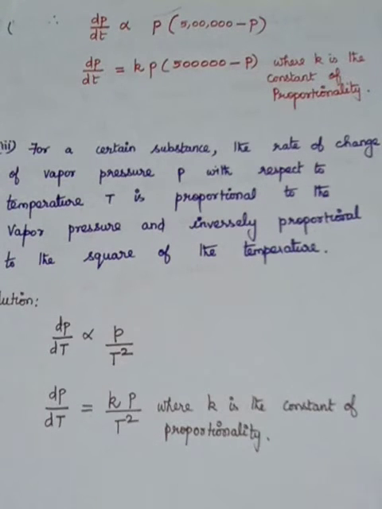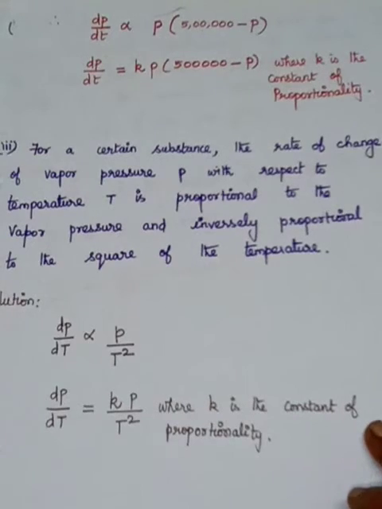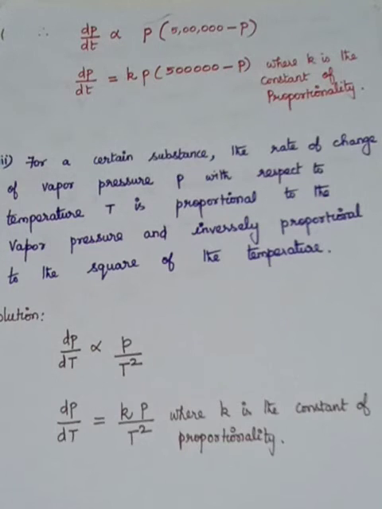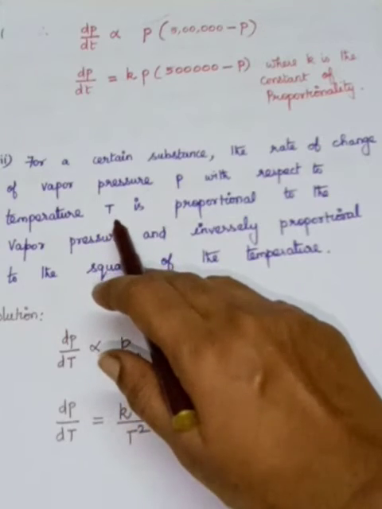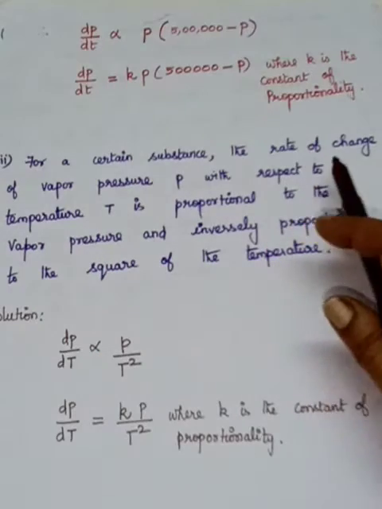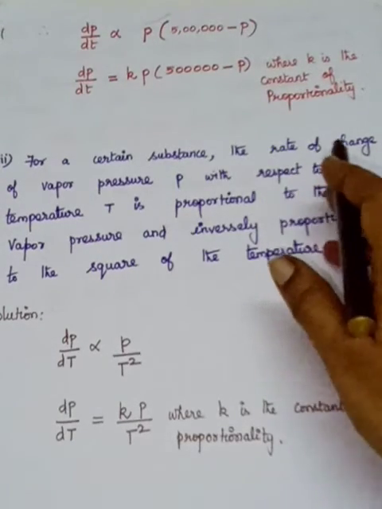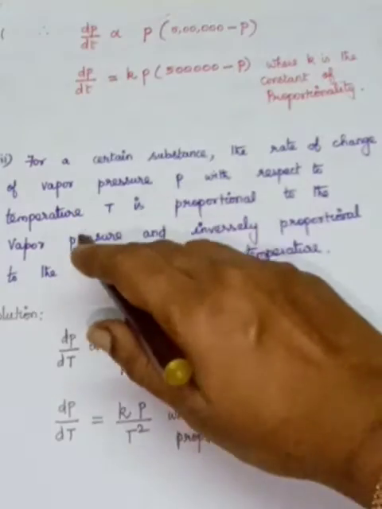So, dP by dt is equal to Kp into 5 lakh minus P, where K is the constant of proportionality. And come to the third subdivision. For a certain substance, the rate of change of vapor pressure, the vapor pressure is denoted by the symbol P, with respect to the temperature. Here, the rate of change of pressure with respect to the temperature. See, rate means rate of change of pressure with respect to the temperature.